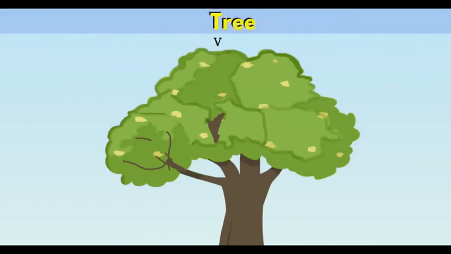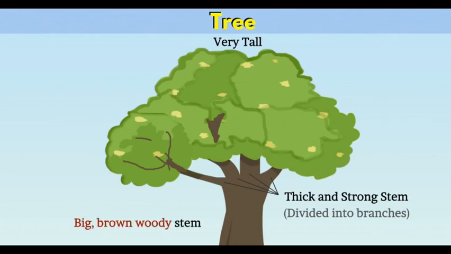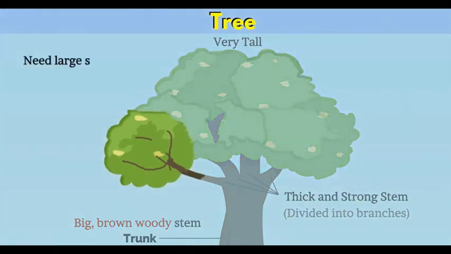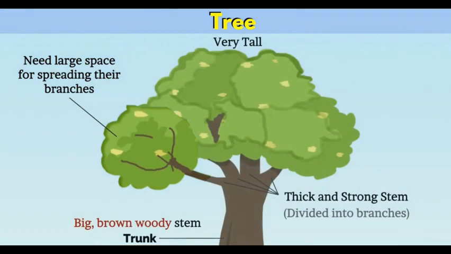Some plants are very tall. They have a thick and strong stem. The stem is divided into branches higher up on the stem. Such plants are called trees. They have a big brown woody stem which is called the trunk. They need large space for spreading their branches. Usually, they live for a longer time.